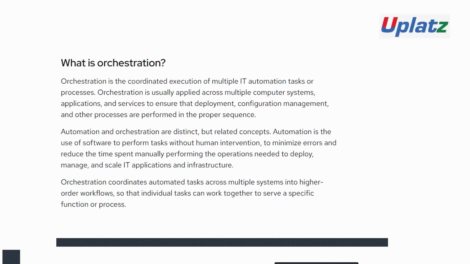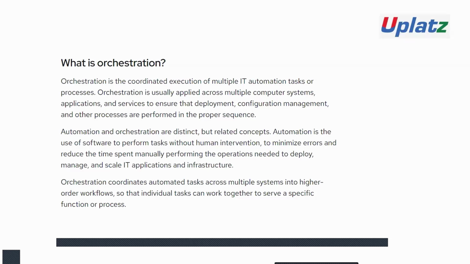Automation and orchestration are distinct but related concepts. Automation is the use of software to perform tasks without human intervention. If you recall my video, we went through the CI/CD pipeline concept with Jenkins. That will automate your day-to-day tasks with your pipeline, to minimize errors and reduce the time spent manually performing the operations needed to deploy, manage, and scale IT applications. That is called automation.